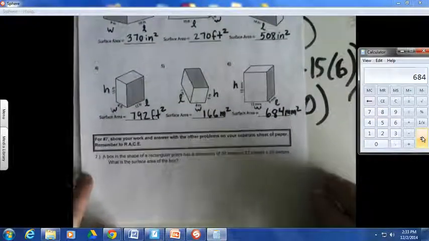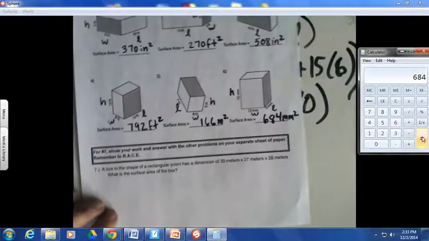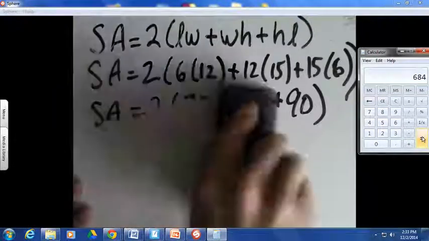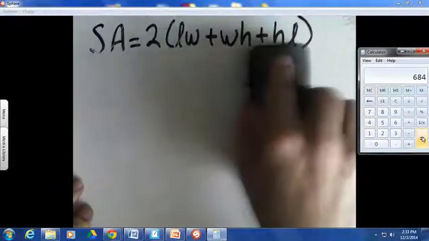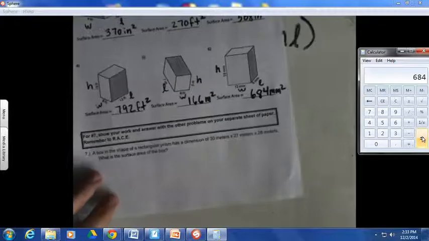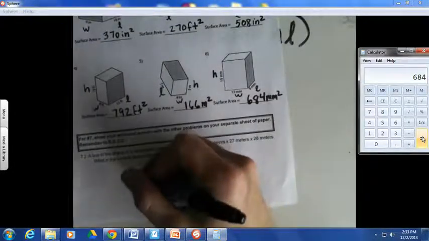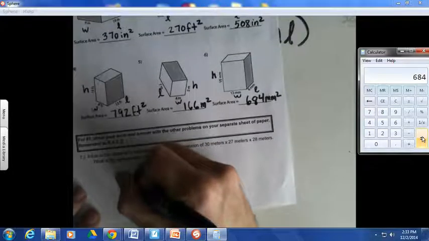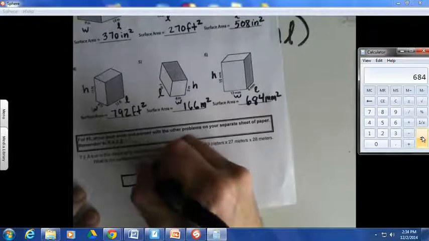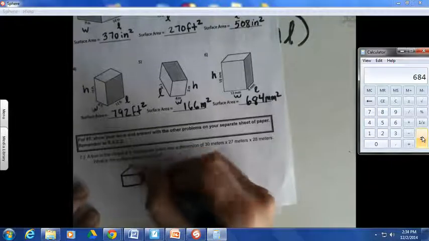So a box in the shape of a rectangular prism. Hold on, let me erase the board before we do this. I'm going to draw a picture right on the page. Whenever I have a word problem, I always like to draw a picture. So we know what a 3D box looks like. So a rectangular prism is going to look like this.